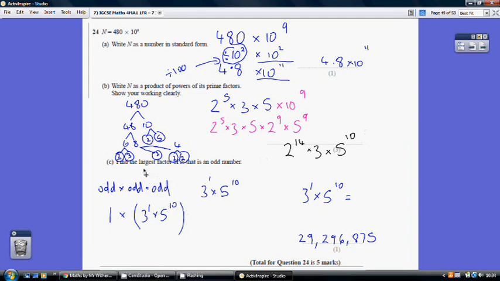Now for part C, find the largest factor of n that is an odd number. Now, an odd number times an odd number gives us an odd number. So we need to find the biggest odd number we can get out of this. So that's going to be the 3, so the 3 to the power of 1, and the 5 to the power of 10. So our largest factor that is an odd number is 3 to the 1 times 5 to the power of 10, which is 29,296,875. So this is the biggest odd number we can take out of this.